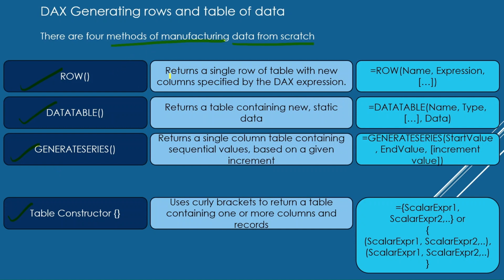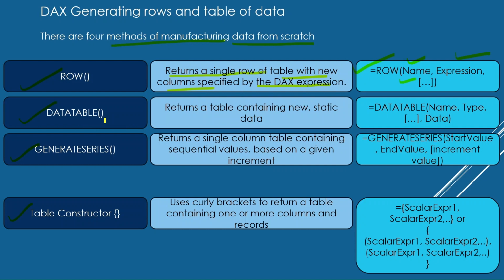So this ROW function returns a single row of a table with a new column specified by a DAX expression. So whenever there is a requirement of creating a single column table with the help of a DAX expression, we can use the ROW function. So this is the signature. This is the name and this is the expression. This is the name of the column and this is the expression, that is the DAX expression. Based on that, this column value is going to be populated.